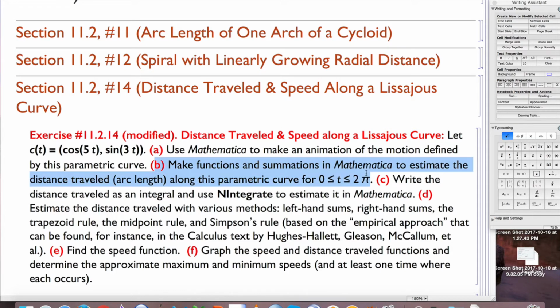In part B, I'm going to do something that I think is pretty significant. I'm going to make functions and summations in Mathematica, I know this statement's kind of vague, to estimate the distance traveled or arc length along this parametric curve as t goes from 0 to 2 pi.